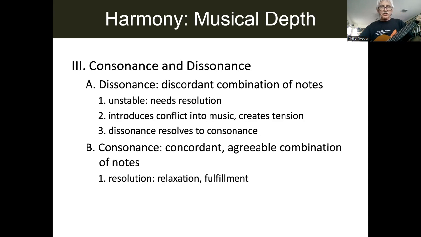We would still say this is a triad. It only has three notes, but I'm playing six. There are only three different names, and this is an E chord. It has E, G sharp, and B. There are three E's, two B's, and one G sharp, but there's only E, G sharp, and B. So it's still a triad, even though I'm playing six notes, because there are only three different names. So we have the resolution, relaxation, fulfillment.